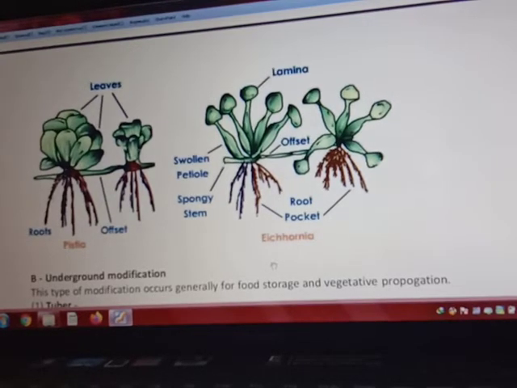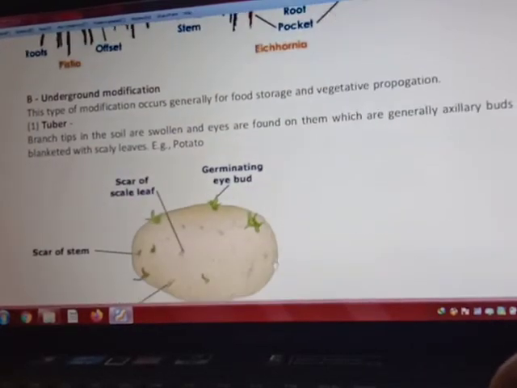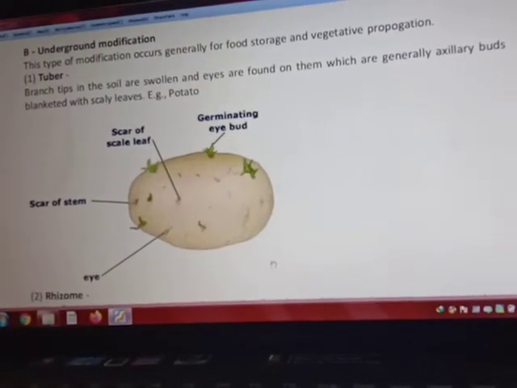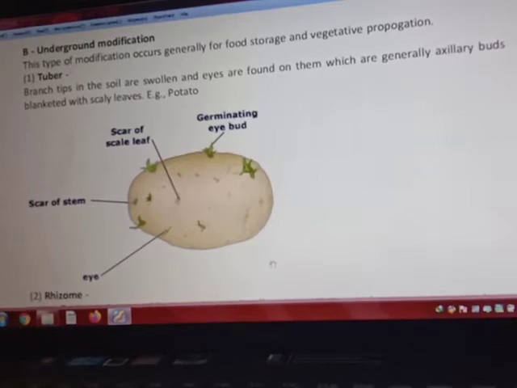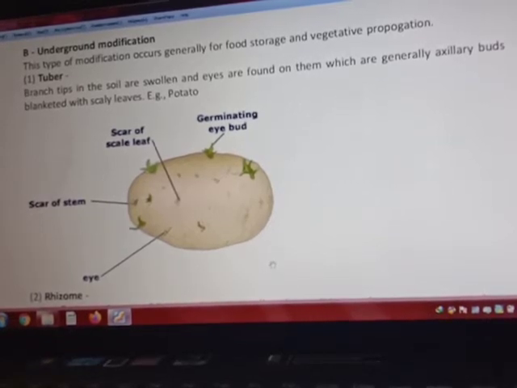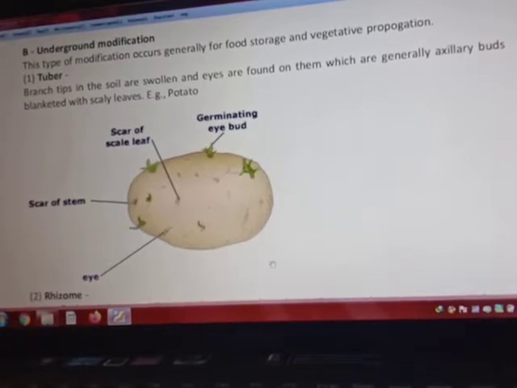Next part is the underground modification, meaning that the stems are present in modified form in the lower part, under the soil. So first of all is the tuber. I hope all of you have seen its structure. It is an example of potato. In the potato, green bud-like structures are present. These are known as eyes. All right, and these are the germinating eye buds.